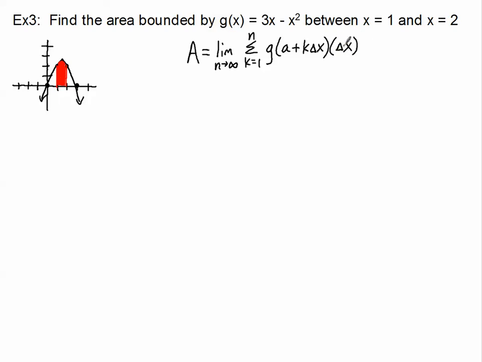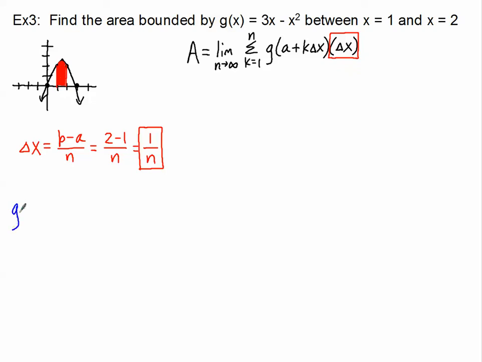Okay. I'm going to come off to the side and I'm going to find this delta x, this width, and I'll also find this height, and I'll do that over here. I believe I used red for delta x last time, so here we go. Delta x is b minus a divided by n. In this case, b is 2 and a is 1. So this would be 2 minus 1 over n. So this is going to be 1 over n. So there's my delta x, and again, that's going to go right here. I'll substitute that.